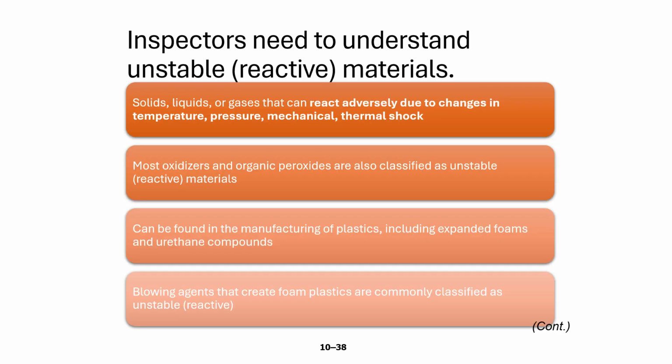All right, unstable materials or unstable reactive materials can be solids, liquids or gases that can react adversely due to changes in temperature, pressure, mechanical, or thermal shock. So if the environment around the material changes, it also can change the volatility or make a material more volatile to some adverse reaction.